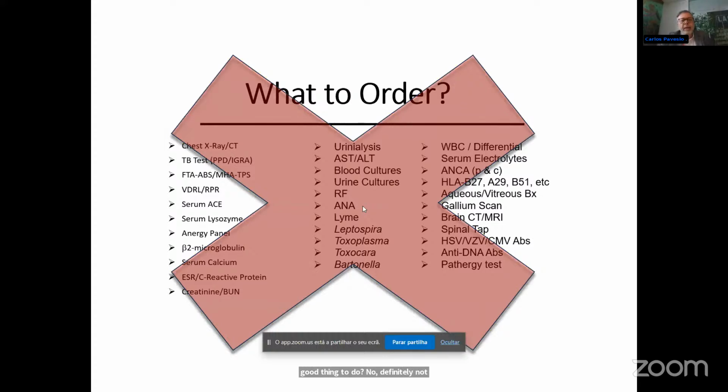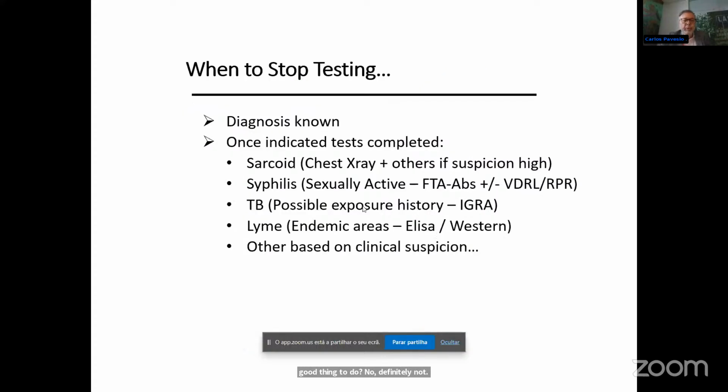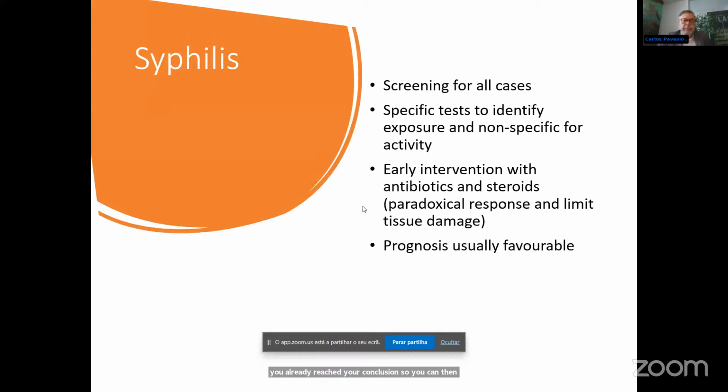You should be selecting tests according to everything we discussed before. So when do you stop testing? Well, if your diagnosis is established and you're happy that the clinical picture is behaving adequately, you stop investigating further. Once the indicated tests have been completed, you don't need to keep going further and further because you have already reached your conclusion. So you can then reach a point where you're satisfied in establishing your treatment strategy. Two things to mention separately here.